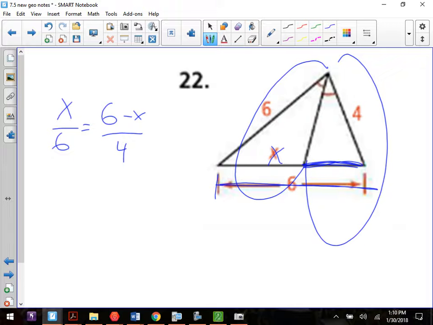Cross multiply this one through, you're going to get 4x equals 36 minus 6x. Add the 6x. You get 3.6. It's okay. Yeah, because if you're given the whole thing, you back out what you know.